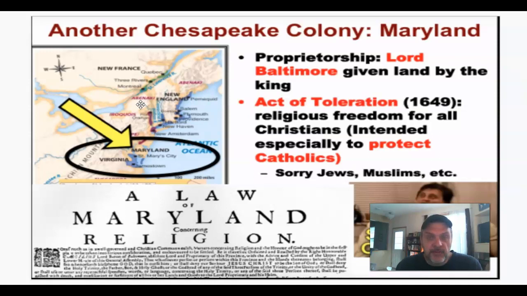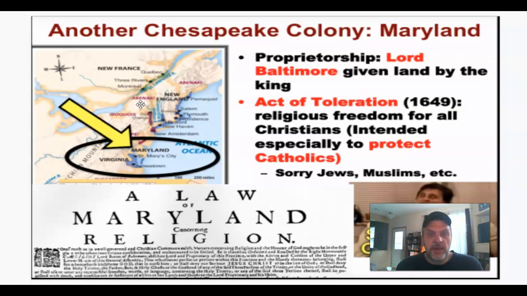In fact, in 1649, the assembly there passed the Act of Toleration, which in theory was supposed to give religious freedom for all Christians. Okay, and it was specifically intended to protect Catholics. If you remember anything about the colony of Maryland early on, this was supposed to be a safe haven for Catholics. You might be thinking, well, that doesn't sound a lot like religious toleration. Well, that was kind of the ironic thing about it.